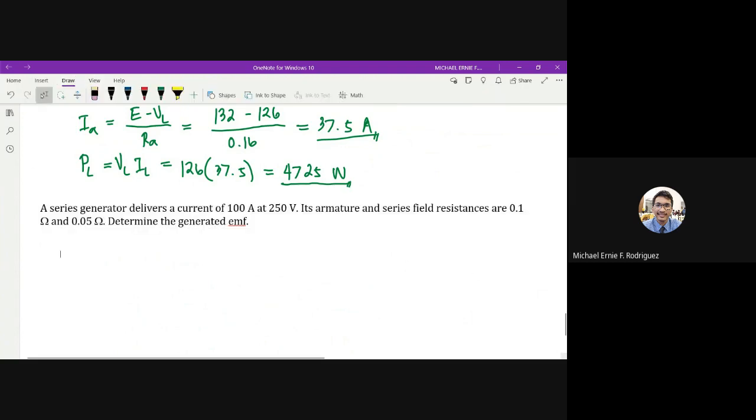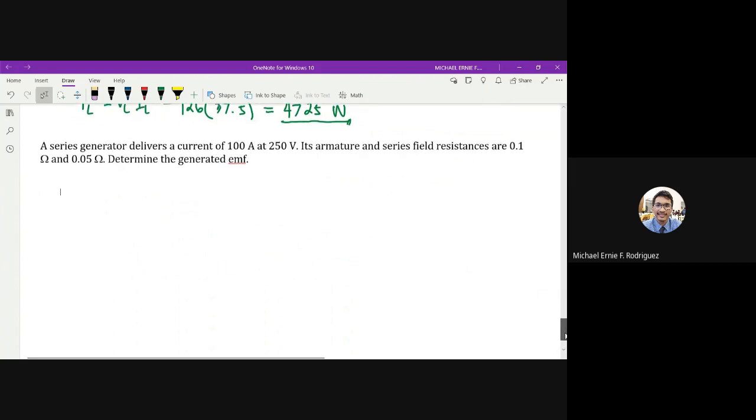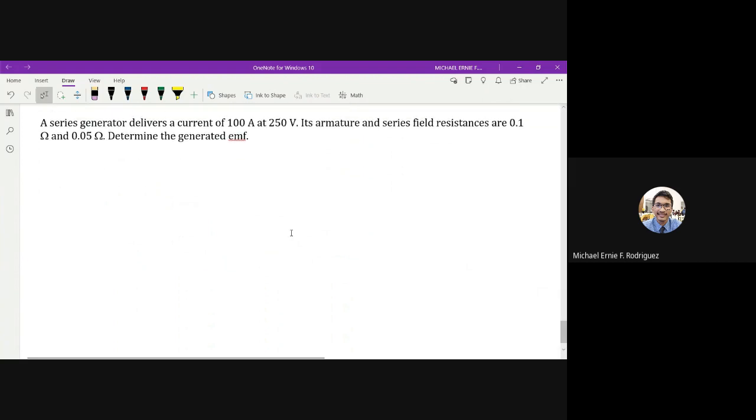is we have a series generator that delivers a current of 100 amperes at 250 volts. The armature and the series field resistances are 0.1 ohms and 0.05 ohms. We need to determine the generated EMF. So ito ang tanong, generated EMF. So we draw the series generator. So pakita lang natin yung itsura. So we have your armature, then you have your E, generated EMF, you have your series field winding resistance yan, then load side.